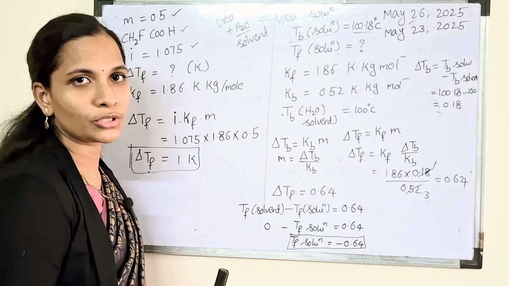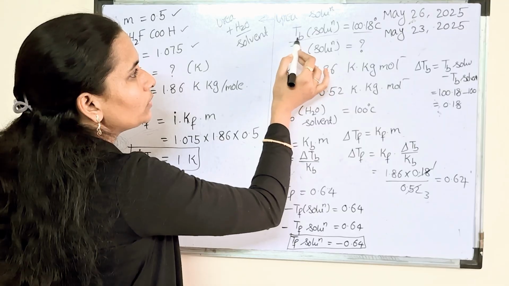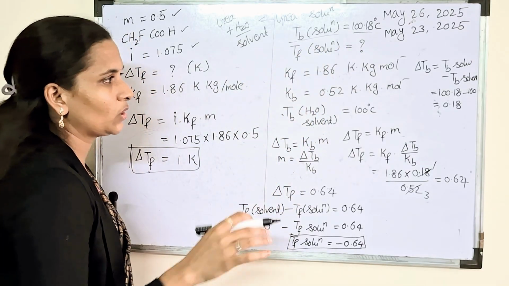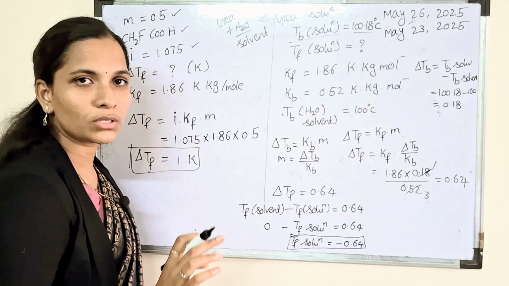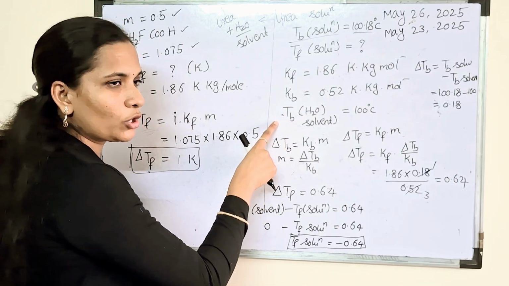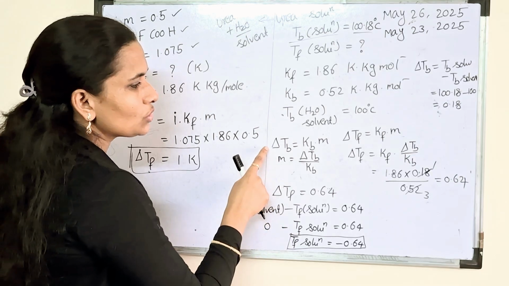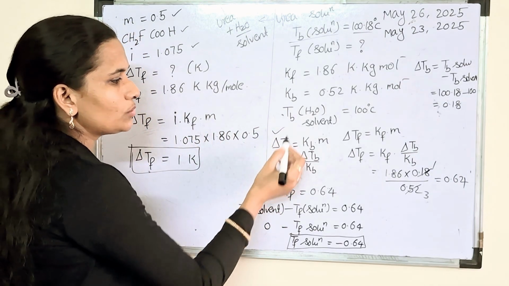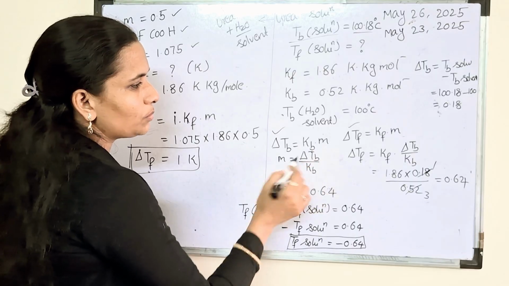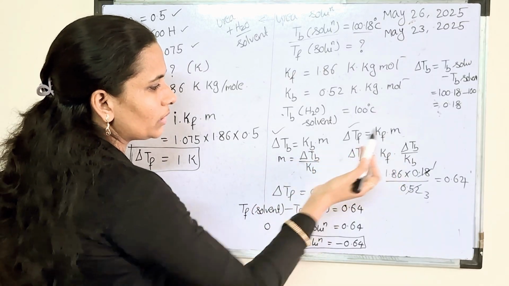Here, what is given? First, the urea solution boiling point is given as 100.18. Then they are asking for the freezing point. Kf and Kb values are also given. So how to calculate this? The solvent boiling point is also given, 100 degrees. We know the two formulas, elevation in boiling point and depression in freezing point. So delta Tb equals Kb into m. Here delta Tf equals Kf into m.